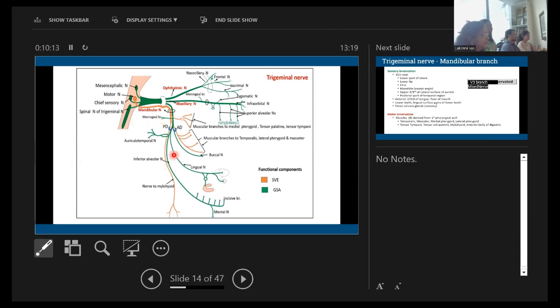The posterior division has 3 sensory branches: the auriculotemporal, lingual nerve, and inferior alveolar nerve. The auriculotemporal gives sensory innervation to the temporomandibular joint, the temporal part of the face, and the parotid gland. The lingual nerve is also very important because it carries sensation from the anterior part of the tongue. The chorda tympani, which comes from the facial, meets the lingual nerve and carries the parasympathetic secretomotor fibers, which pass to the submandibular ganglion, and then the parasympathetic supply goes to the submandibular gland and the sublingual gland.